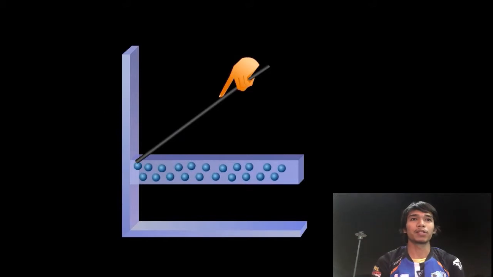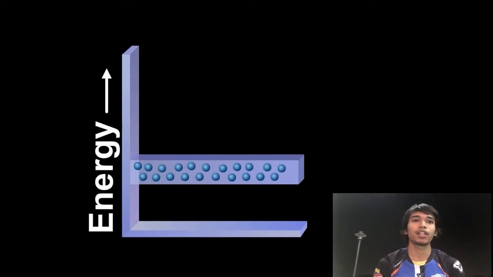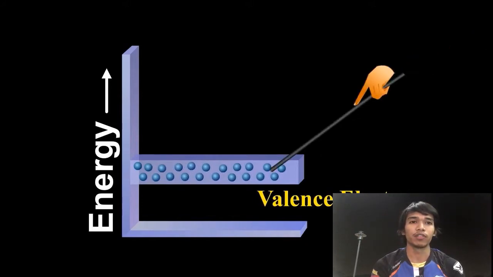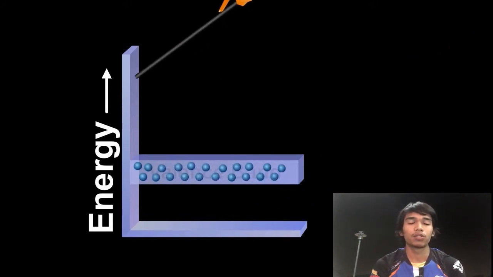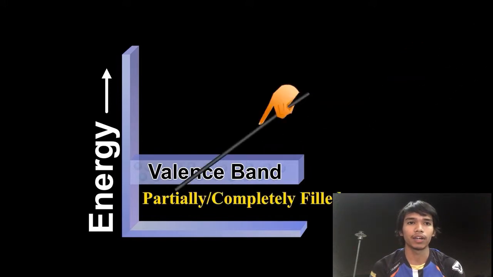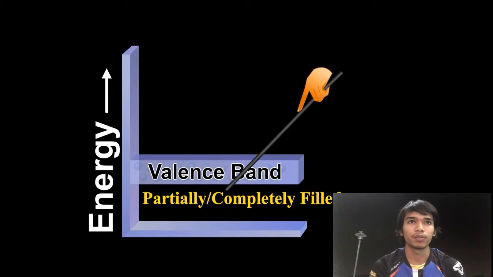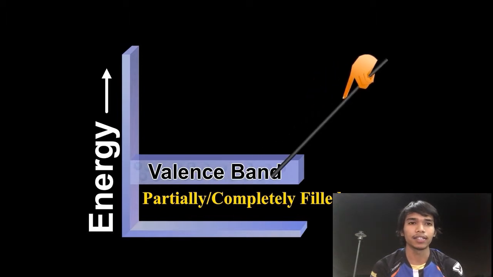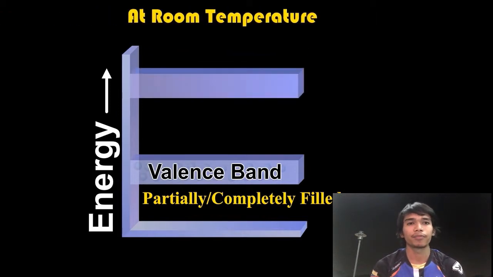Hello, now I will explain about valence band, conduction band and forbidden energy gap. So here is the basic of the energy band diagram. As you can see there, the energy axis is located at the y-axis and the valence electrons are at the valence band, which has the highest energy. So usually the valence band is partially or completely filled with electrons.